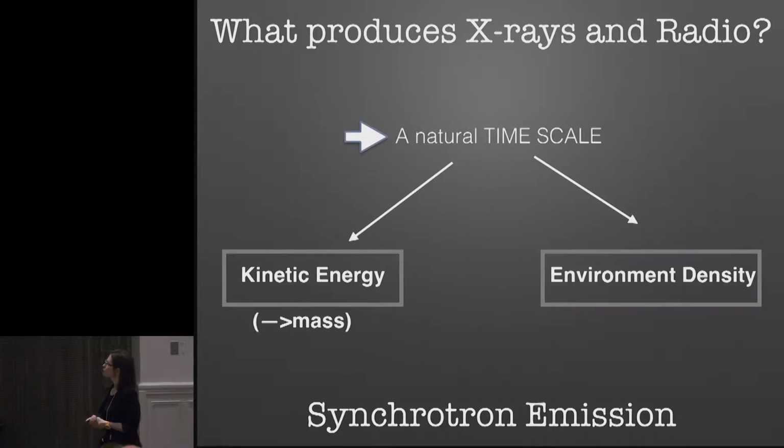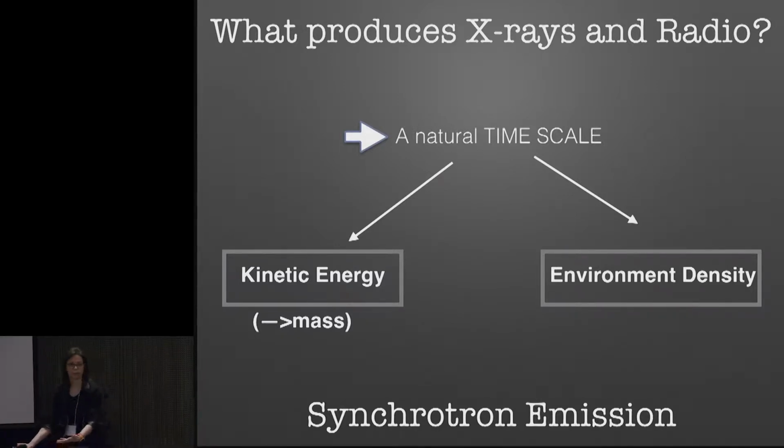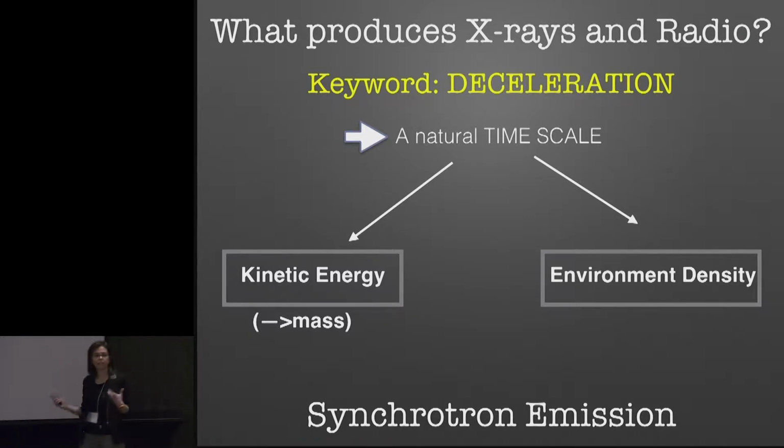So what about the other source of radiation at early times, the interaction of the ejecta with the environment? Well, in this case, the key word is literally deceleration. It's a problem that gives us a natural time scale, which is the time scale over which the ejecta is transferring energy to the medium.